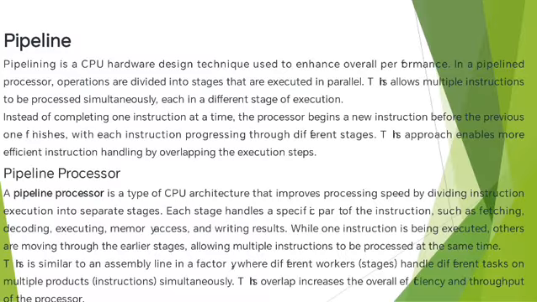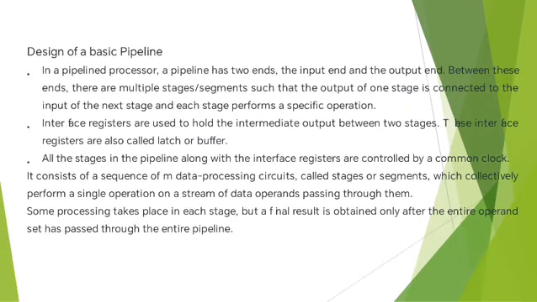Pipeline processor. The pipeline processor is a type of CPU architecture that improves processing speed by dividing instruction execution into separate stages. Each stage handles a specific part of the instruction, such as fetching, decoding, executing, memory access, and writing results. While one instruction is being executed, others are moving through the earlier stages, allowing multiple instructions to be processed at the same time. This is similar to an assembly line in a factory where different workers handle different tasks on multiple products simultaneously.